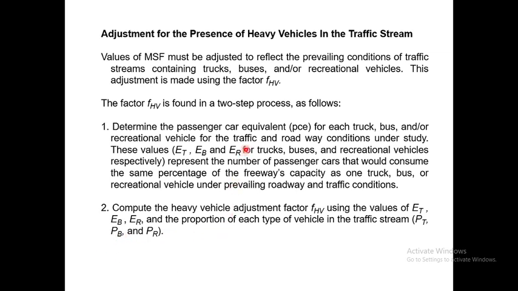For example, in the problem, maybe they say we have 10% trucks. It means that 10% of the total traffic flow is trucks, or we have 5% bus, meaning that from the total traffic flow we have 5% bus. So PB would be equal to 5%. PT, PB, and PR are definitely given information in the problem, but ET, EB, and ER you have to find from the tables.